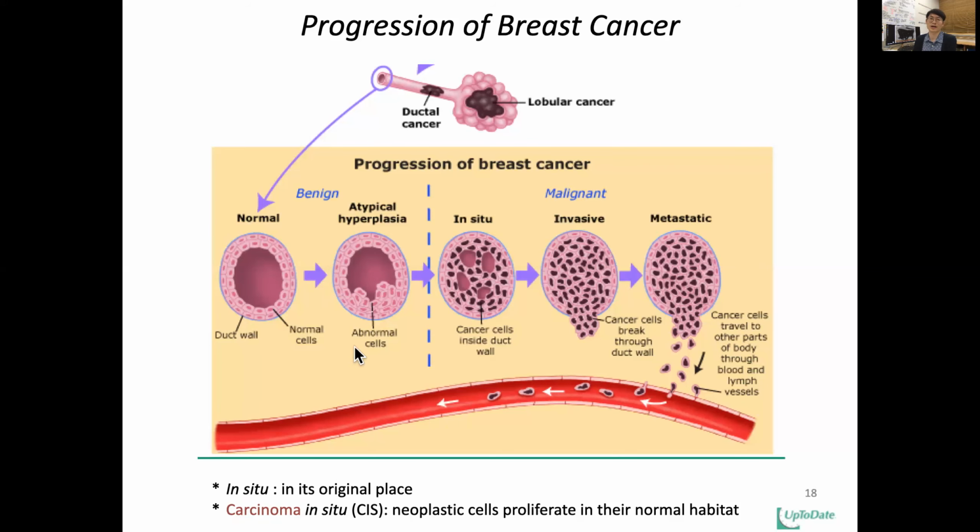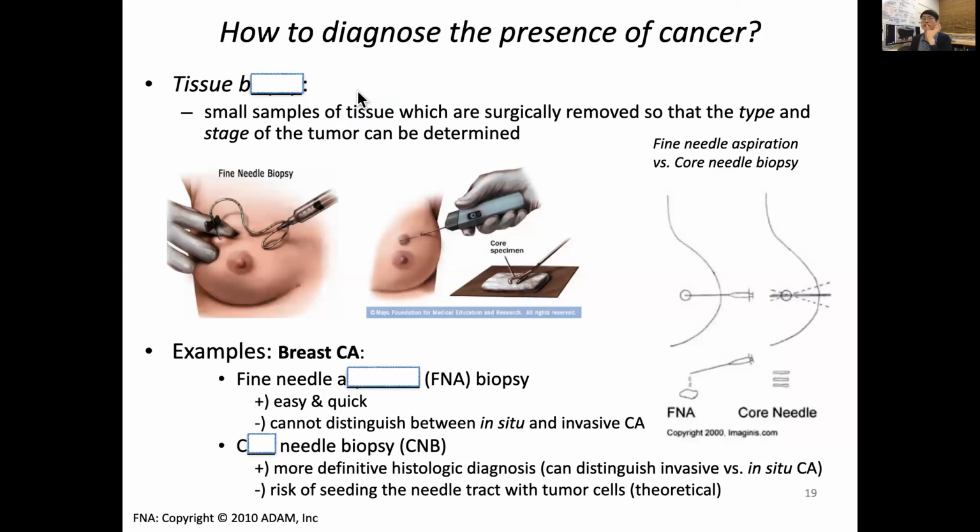So how do we find out about this breast cancer? To diagnose the presence of cancer, the definitive way is really to take out the tissue and look at it under the microscope, to confirm that there are cancer-like cells present. Taking small samples of tissue, which is surgically removed, so that we can determine the type and stage of the tumor. And that we call a tissue biopsy.